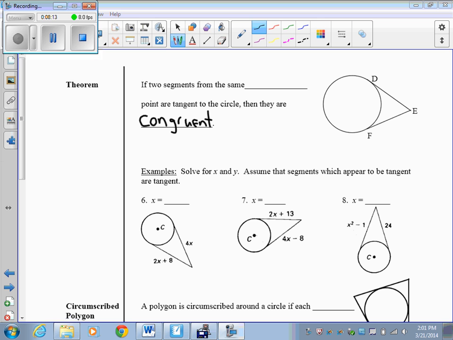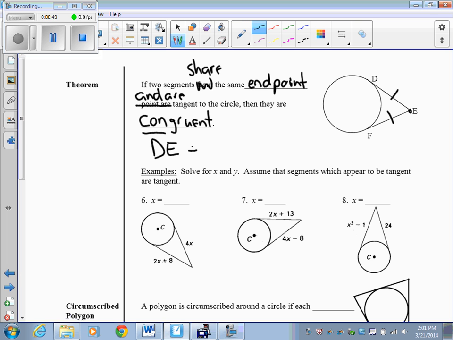So it says if two segments share the same endpoint. So there's a bit of a typo here. If two segments share the same endpoint, here that endpoint is point E, and are tangent to the circle, then they are congruent. So I think that's what we want to say. So those two segments, DE, will be congruent to DF.